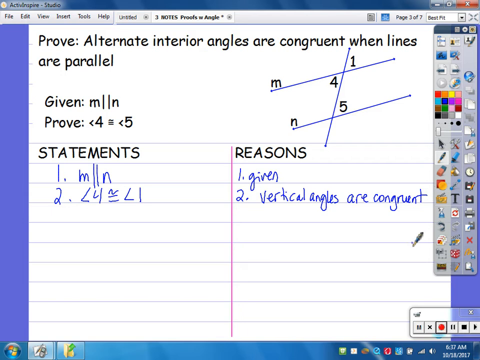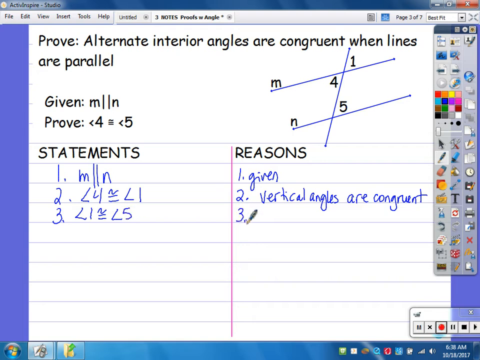Right now I need to tie angle 5 in there some way, and I cannot say that 4 and 5 are congruent because they're alternate interior angles, because that's what we're trying to prove. So instead, I'm going to see what I can do with angle 1 and 5. And again, 1 and 5, I recognize those as corresponding angles. So my next statement is going to be that angle 1 is congruent to angle 5.